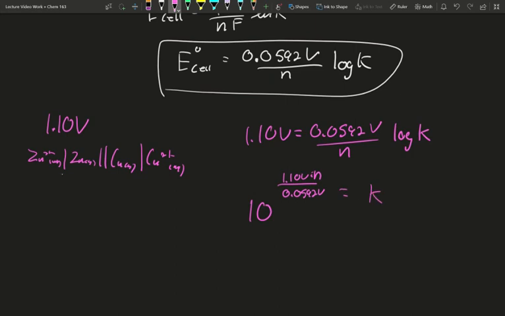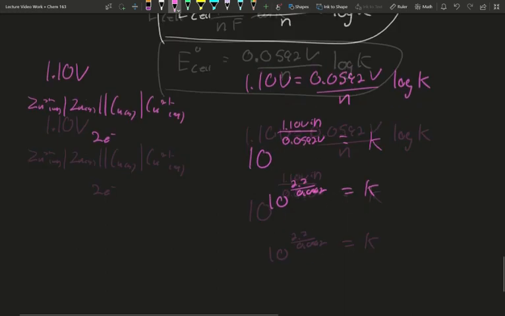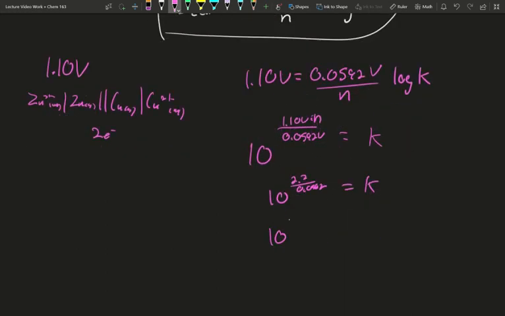And the moles of electrons that we're transferring, zinc 2 plus, copper 2 plus, zinc 0, copper 0, we're moving 2 electrons. So our n is going to be 2, which is going to give us 10 to the 2.2 divided by 0.0592 is equal to K, which tells us that 10 to the 37.16 is equal to our K. So our equilibrium constant is 1.45 times 10 to the 37.